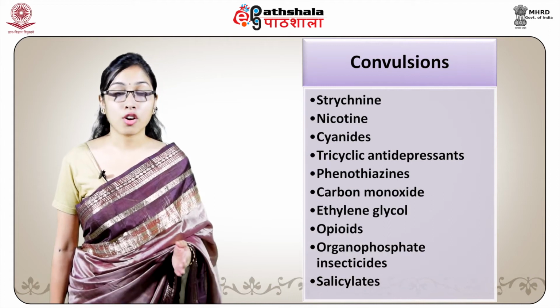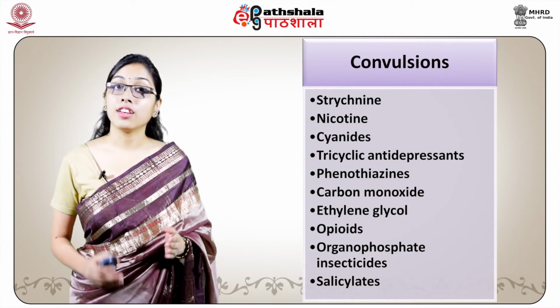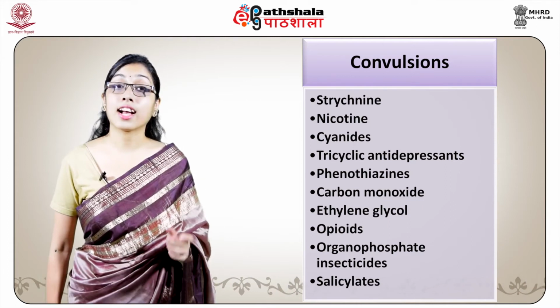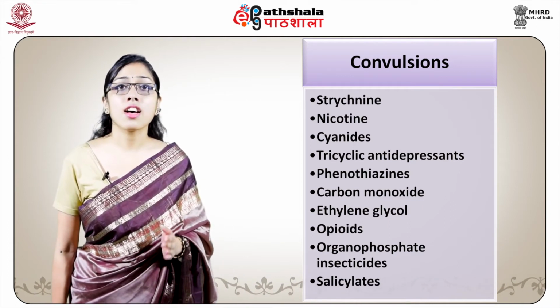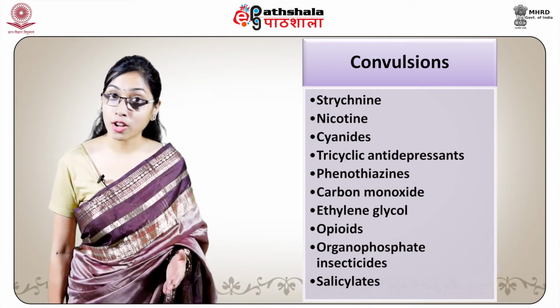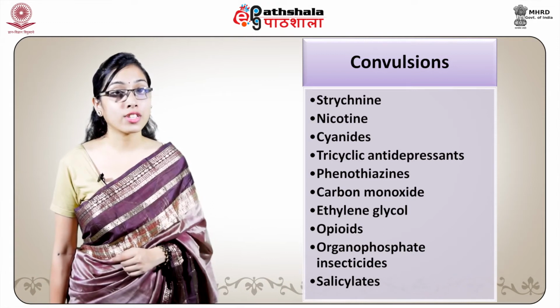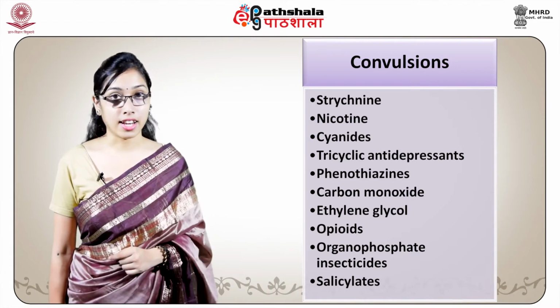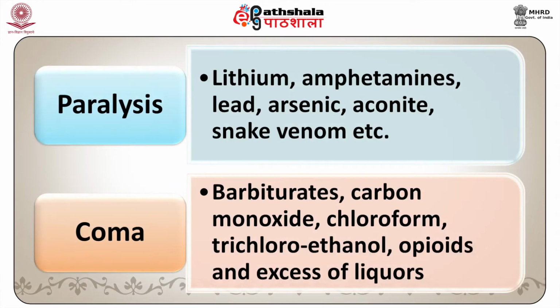Convulsions may be caused due to the poisoning of strychnine, nicotine, cyanides, tricyclic antidepressants, phenothiazines, carbon monoxide, ethylene glycol, opioids, organophosphate insecticides, and salicylates. Paralysis is caused by the poisoning of lithium, amphetamines, lead, arsenic, aconite, snake venom, etc. And coma is caused by the poisoning of barbiturates, carbon monoxide, chloroform, trichloroethanol, opioids, and excess of liquors.